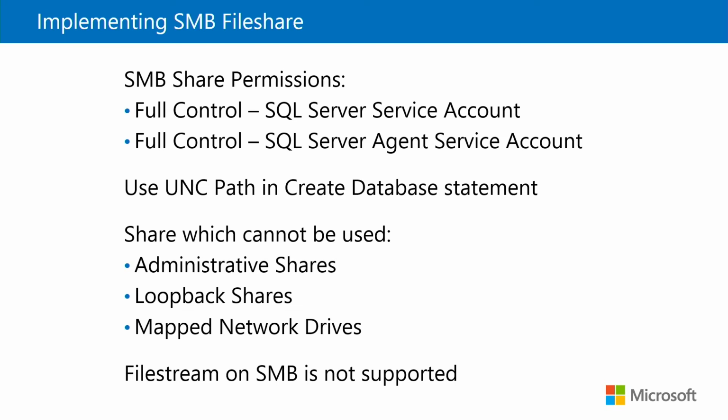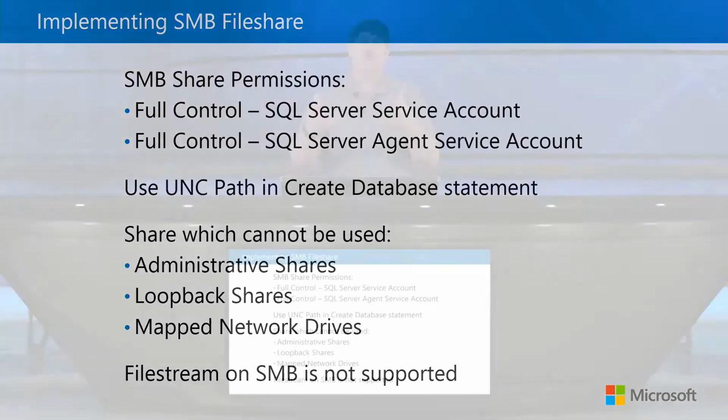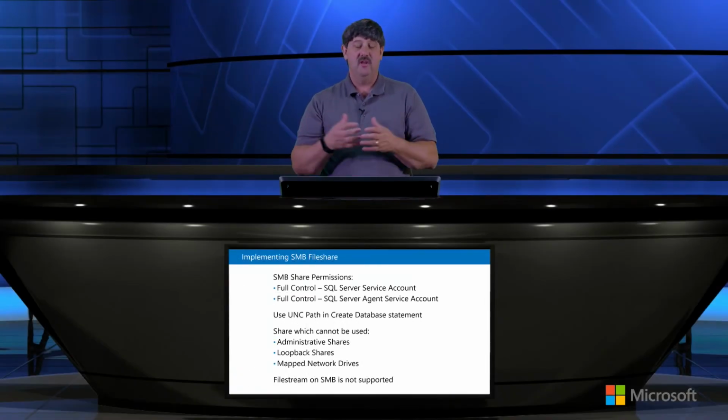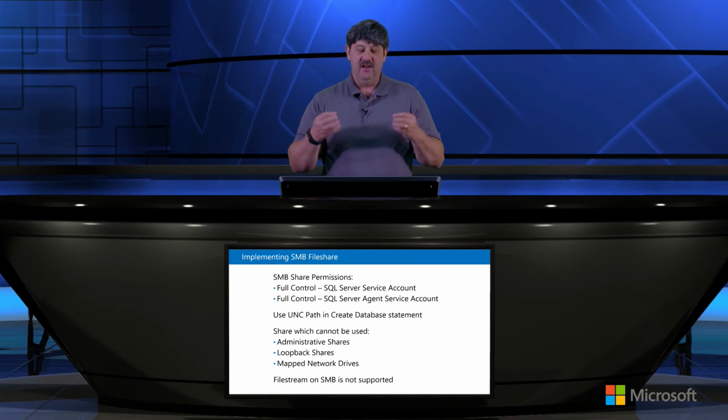You use the UNC path as mentioned previously when you create the database. So you would say file name equals, and you'd specify \\server name\share name\file name. That would tell it you're going to retrieve the information and you're going to store the information on a file share. Now there are some limitations here that you need to be aware of.